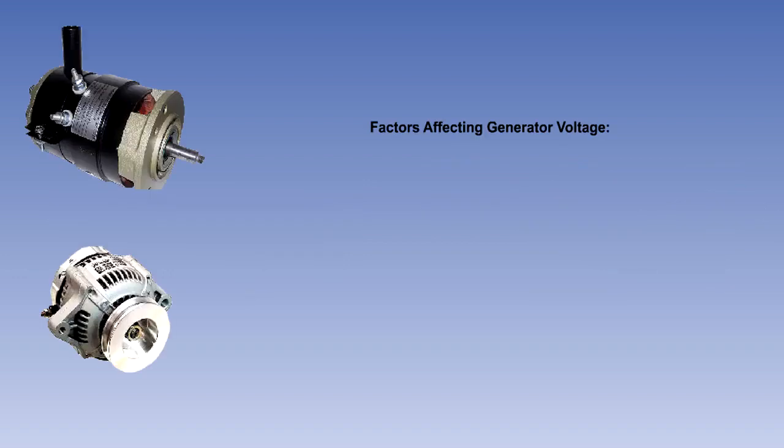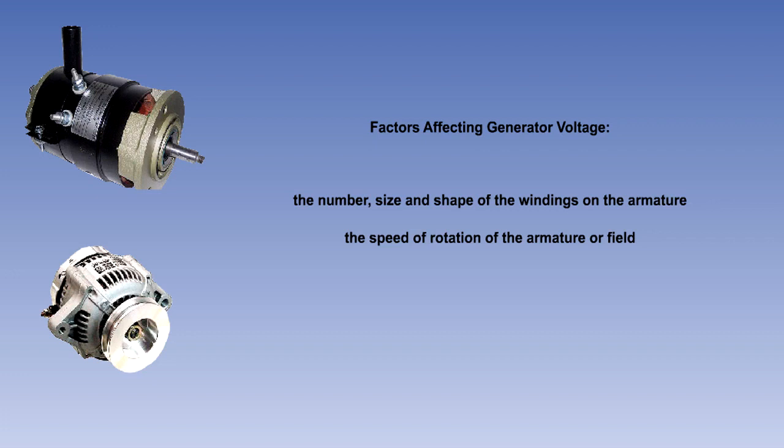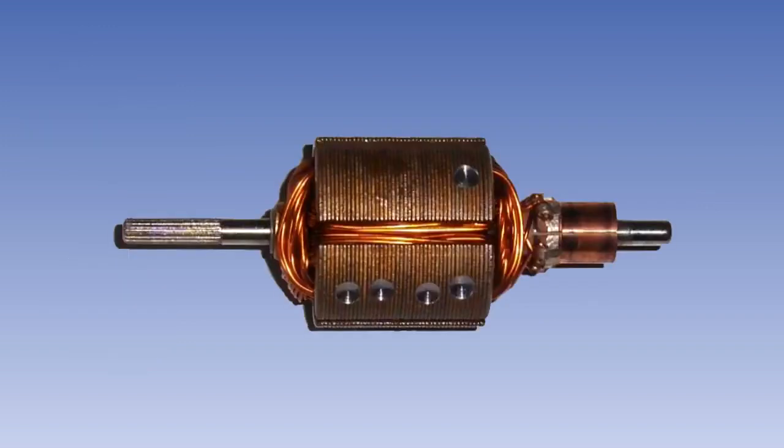The output voltage of a generator or alternator is dependent upon the number, size and shape of the armature windings, the speed of rotation of the armature or field, the size of the load being applied, and the strength of the magnetic field. Of these factors, the number, size and shape of the turns are design factors, and therefore the operator cannot alter them.